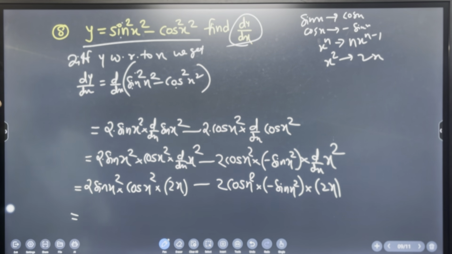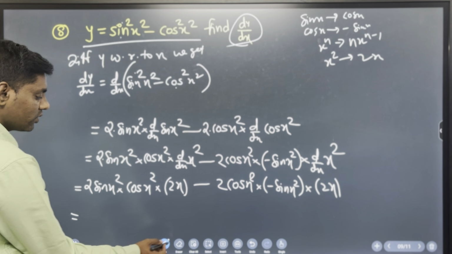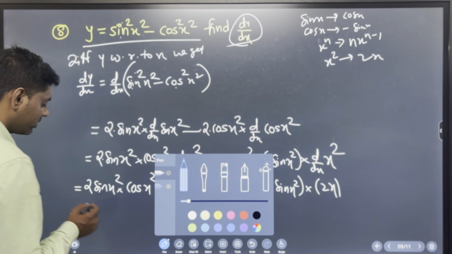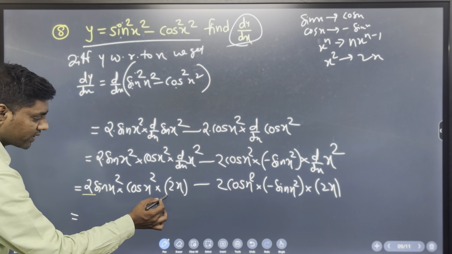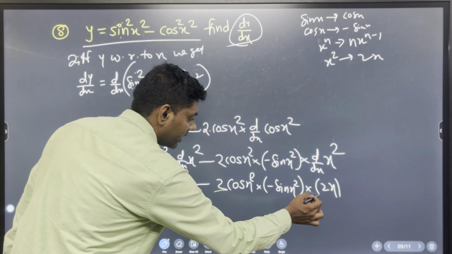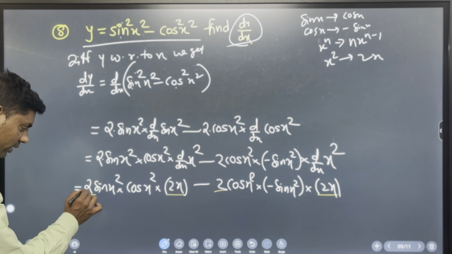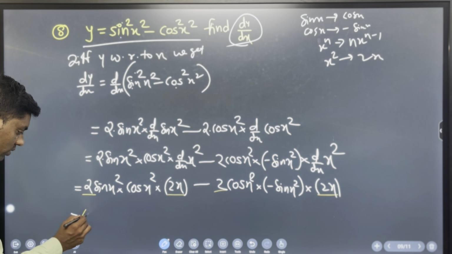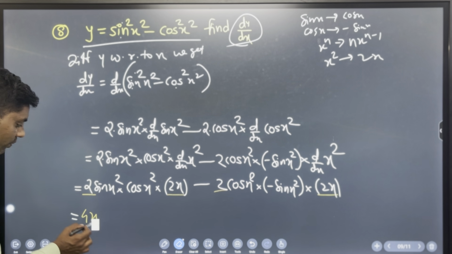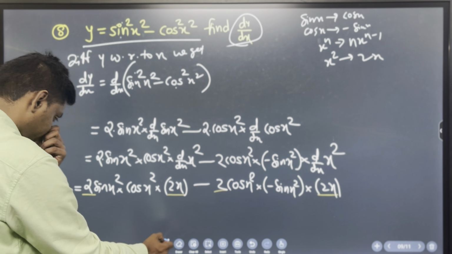Final answer we can take in the common sum terms. So which terms are now common here? First is the 2, then second is 2x, 2 and then 2x. So the total term we take in common, 2 twos are 4x. So 4x we take in common. Very easy question.